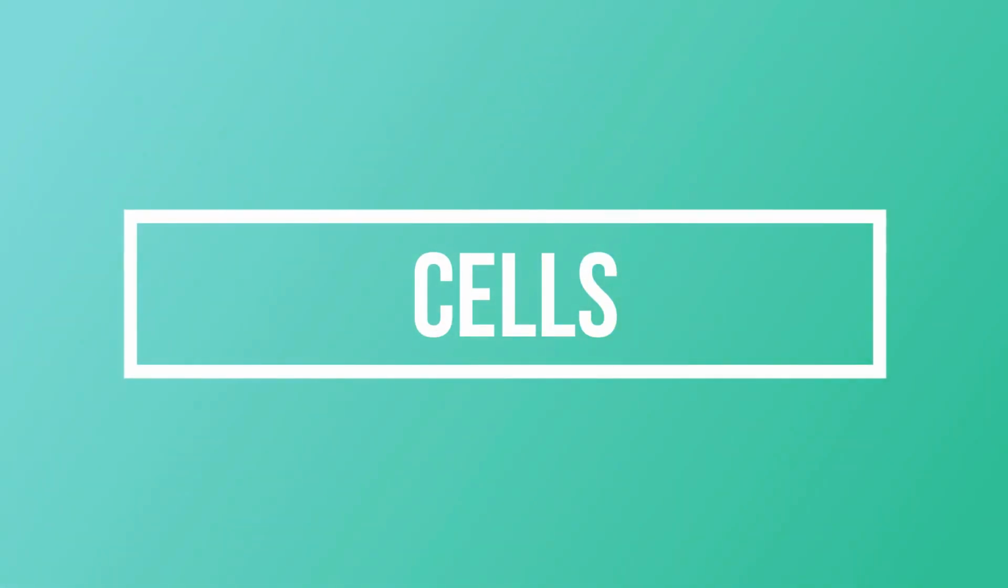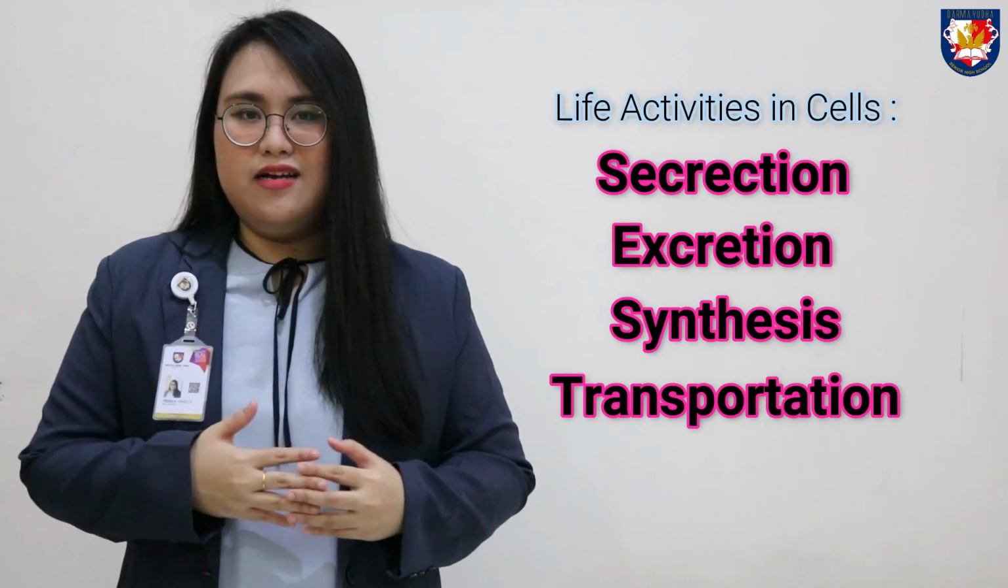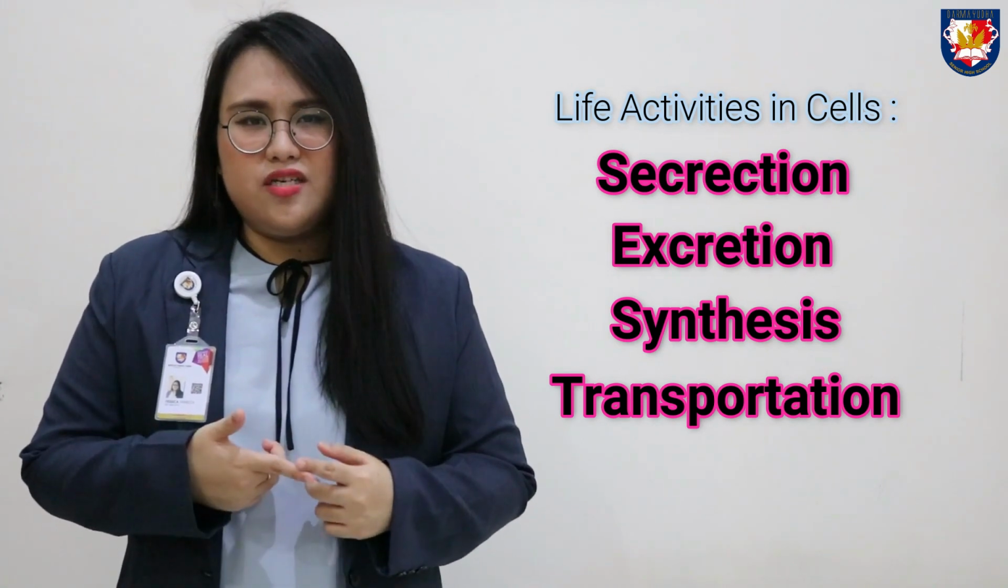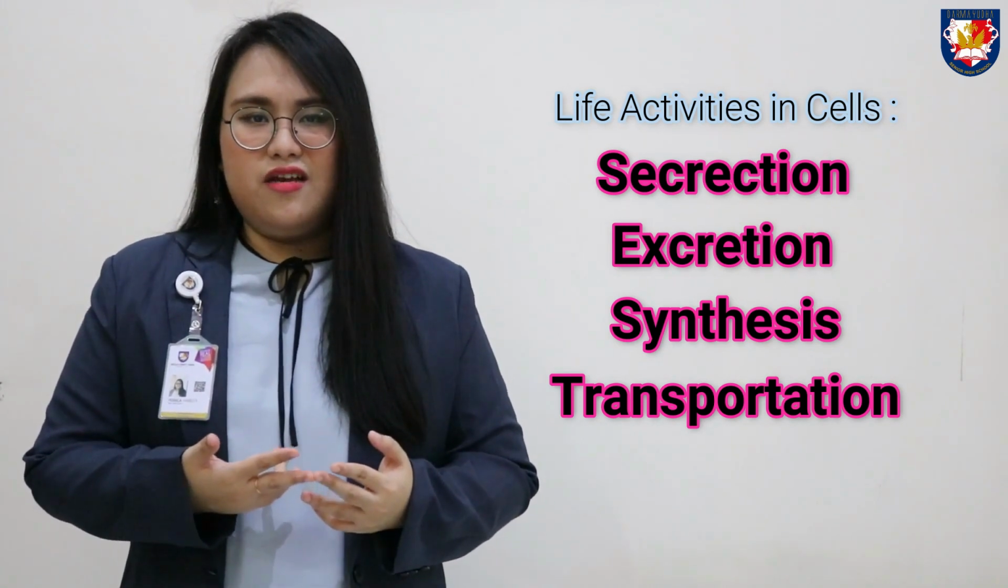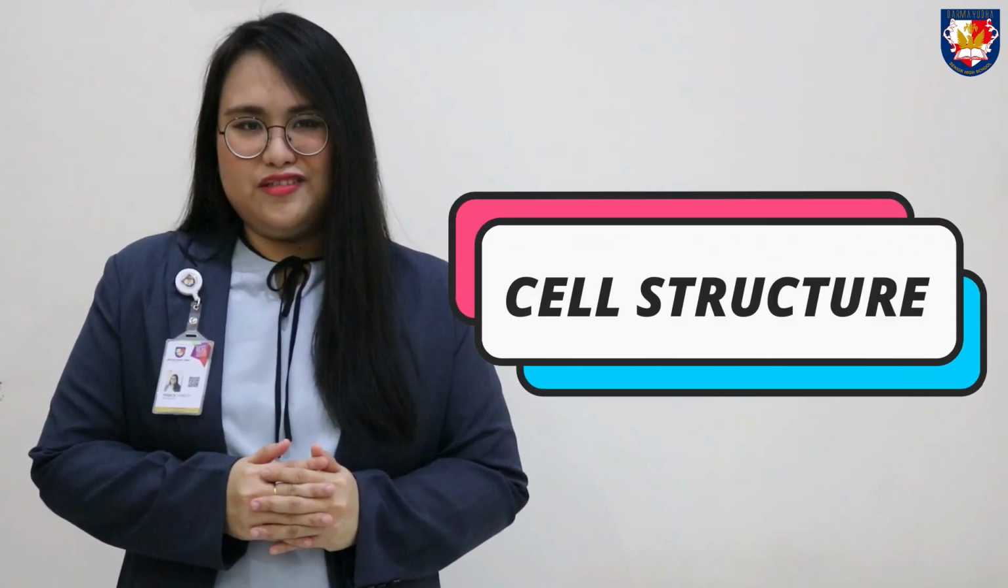Our human body is composed of structures that we call cells. In cells, all the life activities take place, such as secretion, excretion, synthesis, transportation, and many more. In short, the cell is the smallest unit that composes living things and functions for life. That's what you're going to learn today, the structures of the cells.